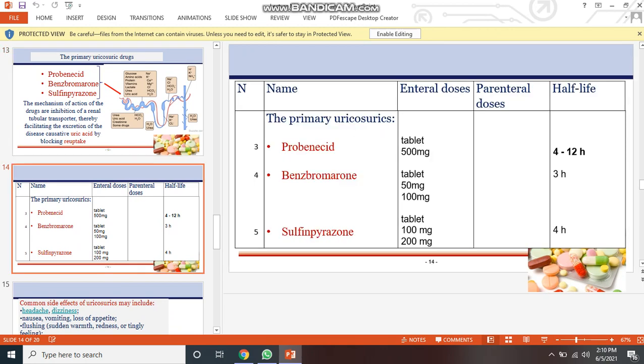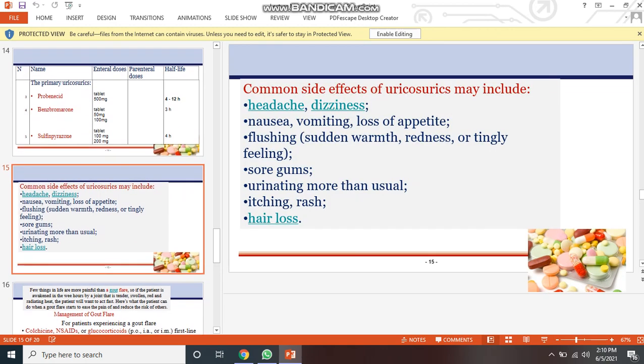Again, the names, oral doses, parenteral doses, about parenteral we talk about later. Common side effects of uricosurics may include headache, dizziness, nausea, vomiting, loss of appetite, flushing, sudden warmth, redness or tingly feeling, sore gums, urination more than usual, itching, rash, hair loss.